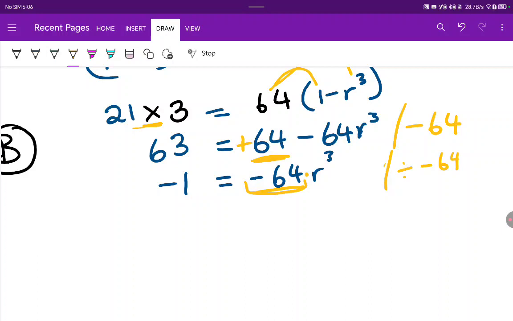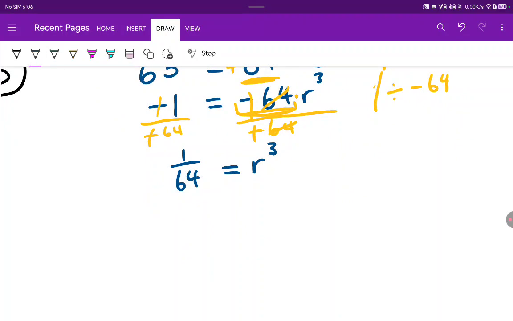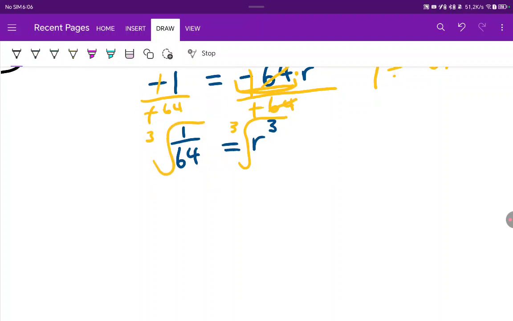And what happens on this side? Minus and minus cancel, 64 and 64 cancel. On the left, I have 1 over 64, and that is equal to positive r cubed. So far, so wonderful. Now, let's go ahead and do our cube root on both sides. So when we cube root that, we end up with r is equal to 1 over 4.